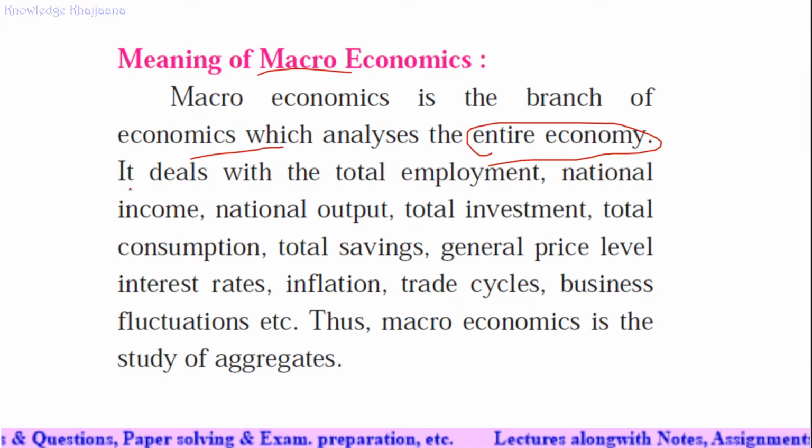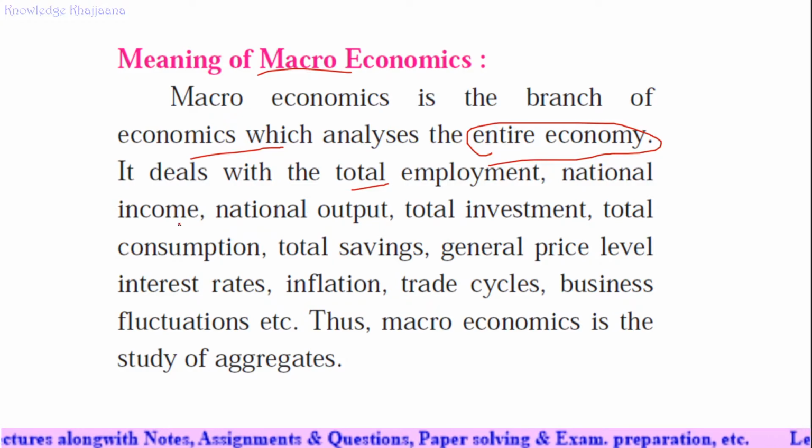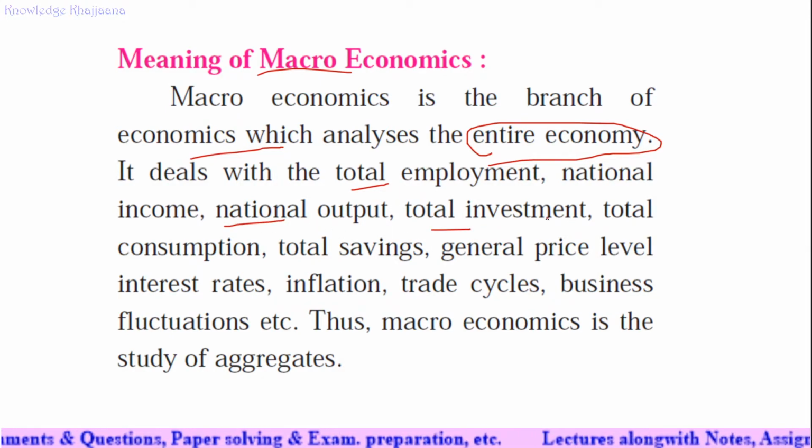Then it deals with total employment. Which factors are studied? Total employment, national income. Total means employment of all the people. National income means income of all the people staying in that nation. National output means all the output carried out in that nation. Total investment means investment of all individuals, households, companies, everything. Total, aggregate. Total consumption, the aggregate consumption of all the households and the companies.